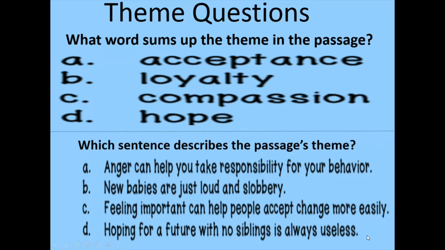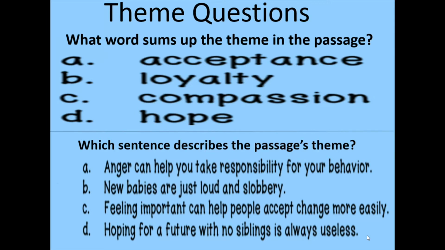So let's see. Go ahead and take out your theme question sheet, and you should probably already have it out. So we want to look at the first question. It says, what word sums up the theme in this passage? Is it A, acceptance, B, loyalty, C, compassion, or D, hope?